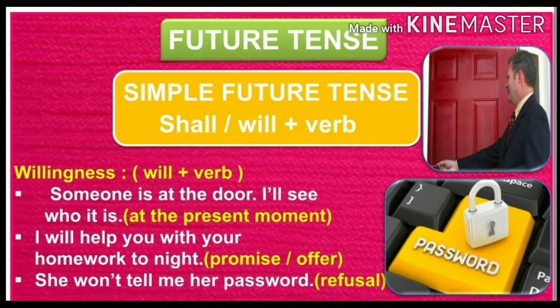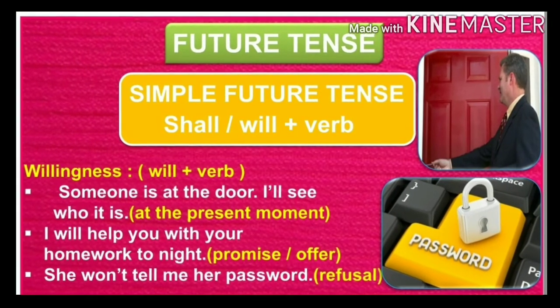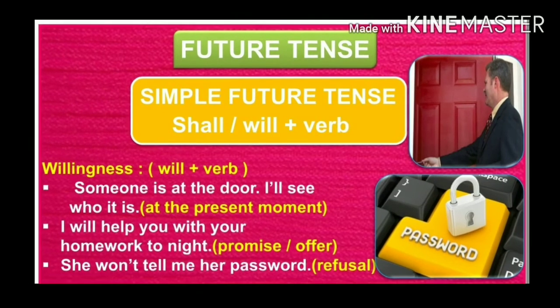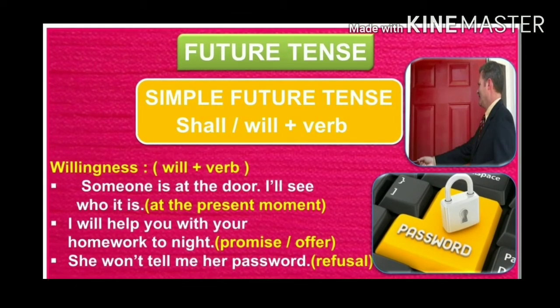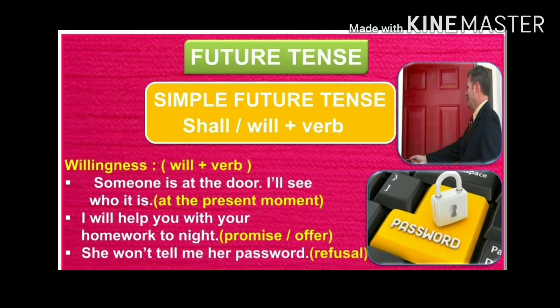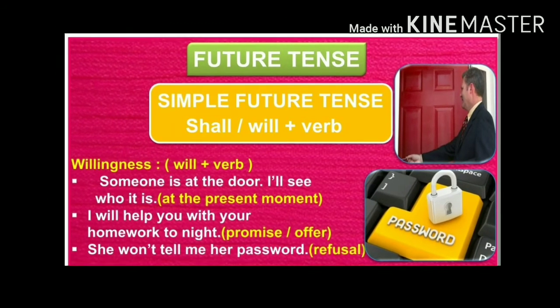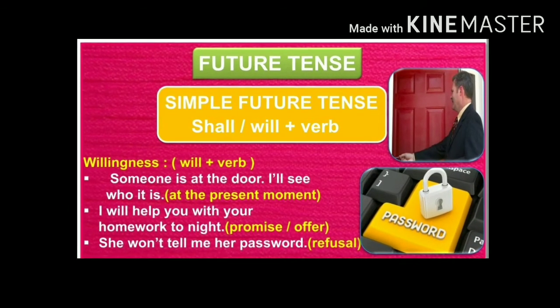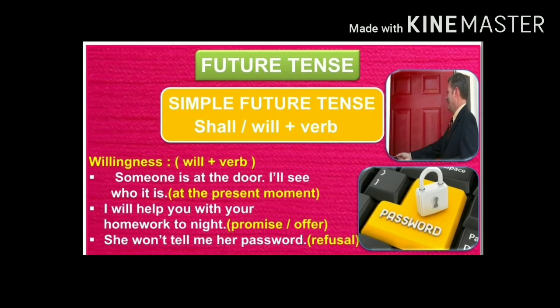Now we are going to see future tense. The future tense of verbs expresses events or actions that have not yet happened and that will happen at some point in the future. The verb form used here is shall or will plus verb.